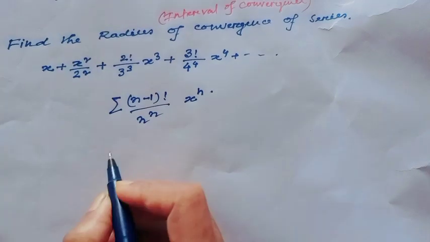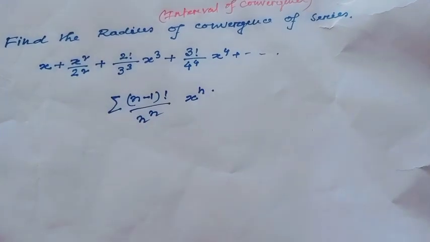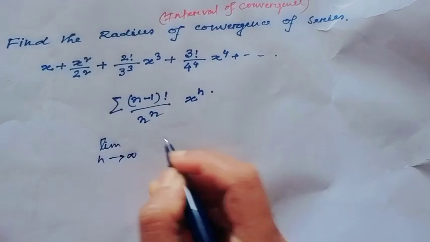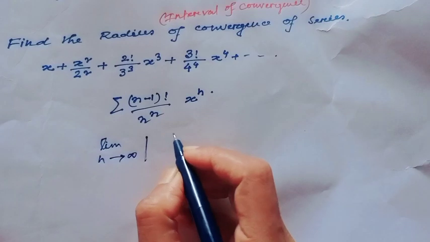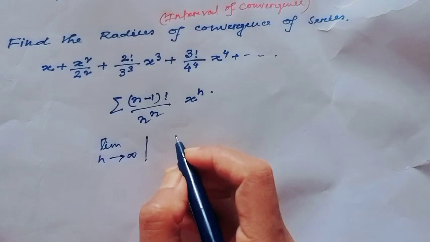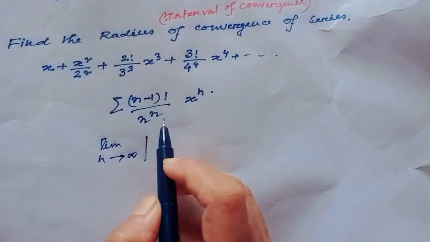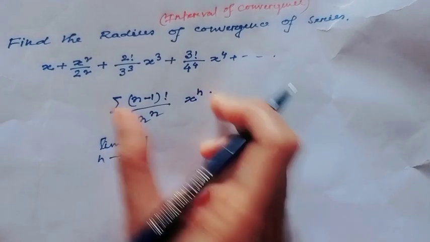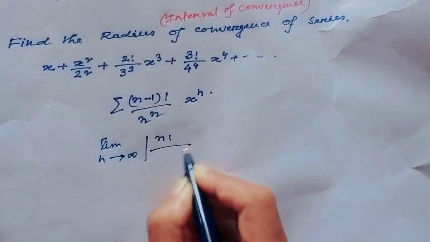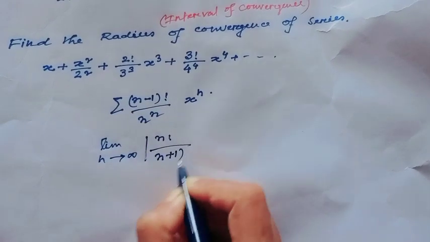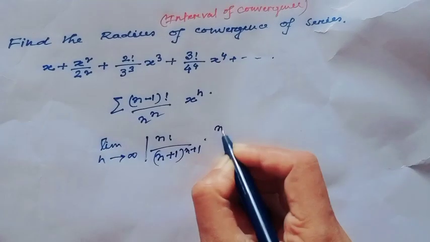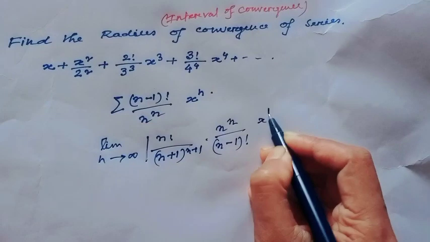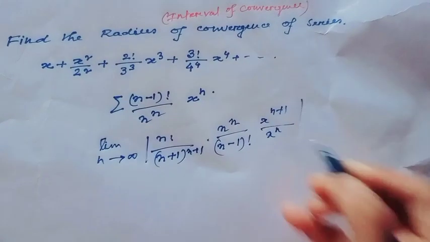By ratio test, limit n goes to infinity of a_(n+1) over a_n. Here a_n means this. Here I will use the whole series: n factorial over (n plus 1) to the power n plus 1, times n to the power n minus 1 factorial, and x to the power n plus 1 over x to the power n.